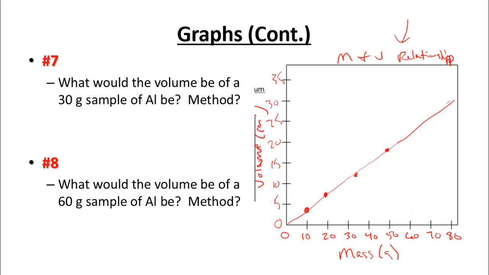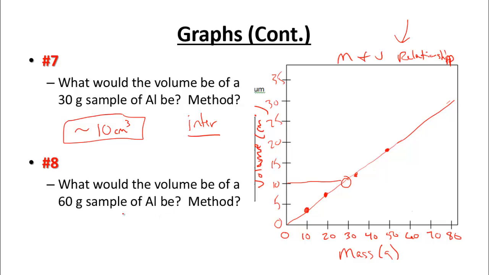Alright, so for number 7, we go to 30 grams. 30 grams is right about here. Notice how it's not on the graph here. So we're reading between two points, so the method is called interpolation. So I'll write inter here. Interpolation. And when you interpolate, it looks like the value would be somewhere around maybe 10-ish. So about 10 centimeters cubed would be our answer for number 7.